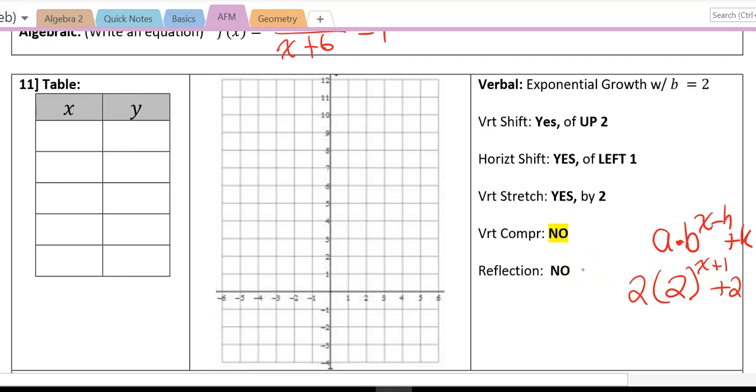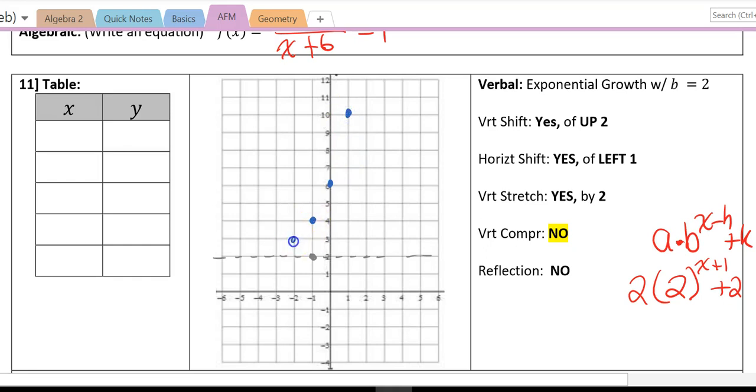So go ahead and graph this. We have our HK at negative 1, positive 2. Right here. And then we are going to go up 2 from that dot because of the A value. And then we're going to go to the right because it's a growth, and that's going to be from 2 to 4. And then 6, 8.